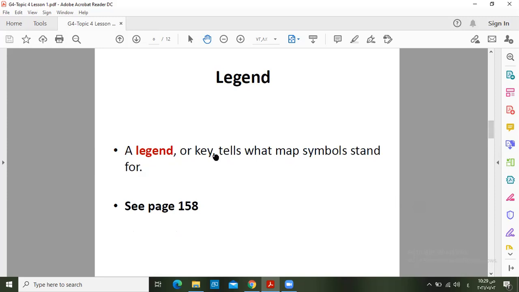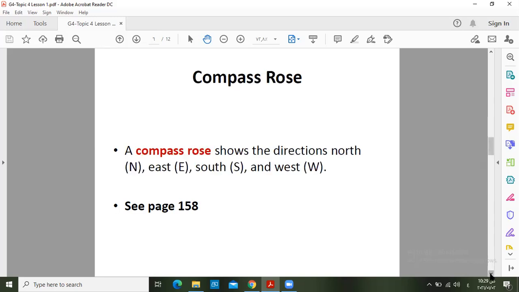The second part of the map is the legend. The legend explains what the symbols mean. So it tells you what map symbols stand for, and sometimes the legend is called a key. Okay, in some types of maps, it is called a key. So a key or legend, they have the same meaning.